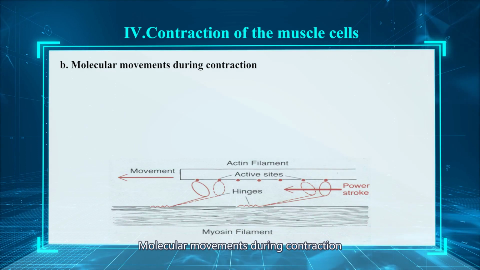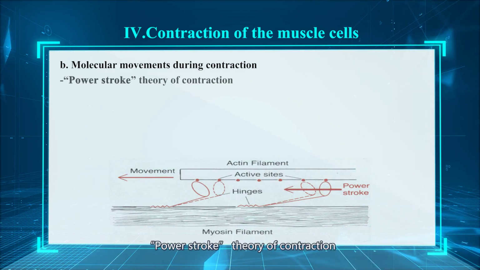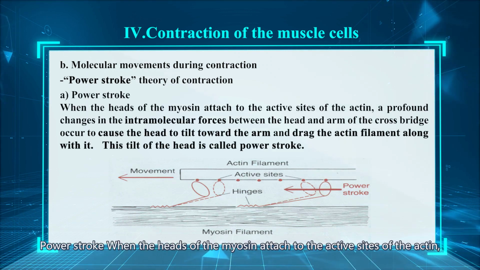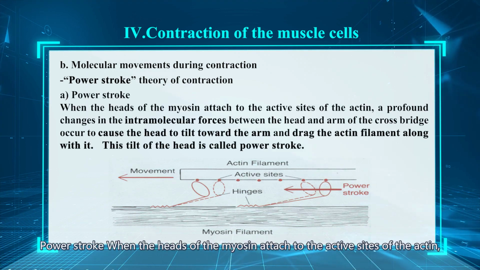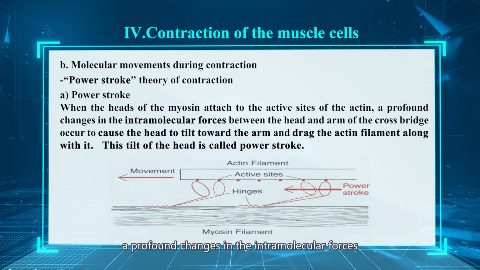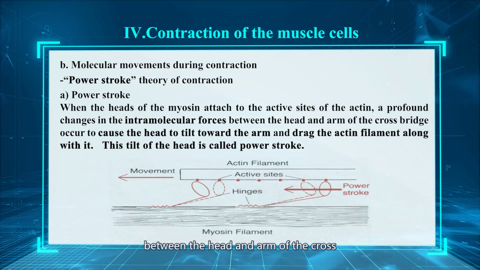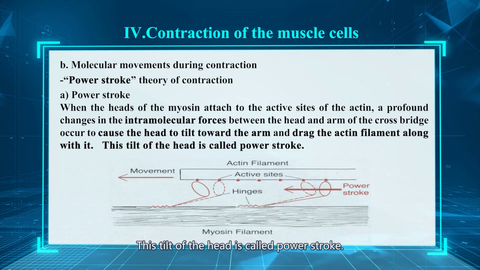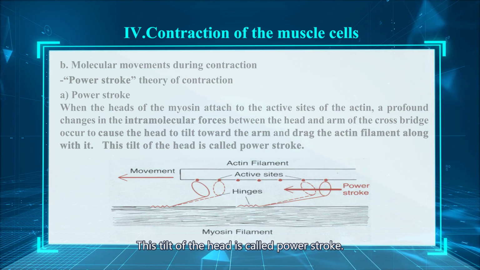Molecular movements during contraction: the power stroke theory of contraction. When the heads of the myosin attach to the active site of the actin, profound changes in the intramolecular force between the head and the arm of the cross bridge occur, causing the head to tilt toward the arm and drag the actin filament along with it. This tilt of the head is called the power stroke.